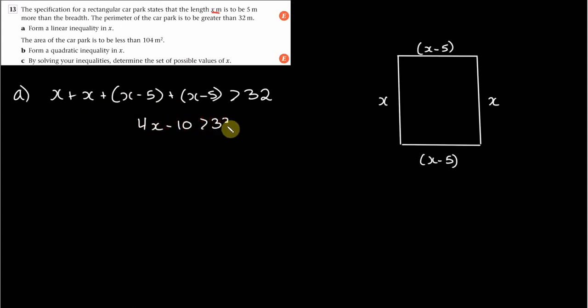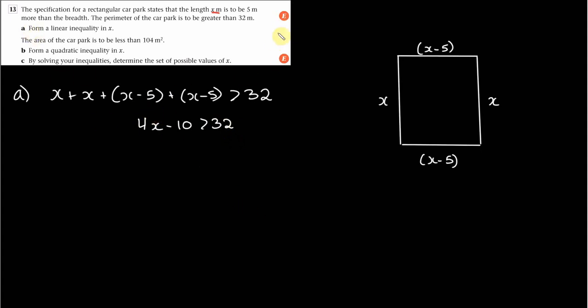And we know that the perimeter of the car park is to be greater than 32 meters. So they just want us to set up an inequality for the perimeter, and we know the perimeter is all the sides added together, right? So it's going to be x plus x minus 5 plus x plus x minus 5, greater than 32. Simplifying, it's 4x minus 10, which is greater than 32. So that's A, which is actually quite simple.